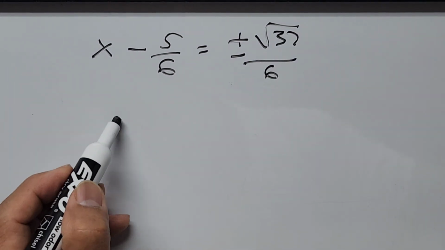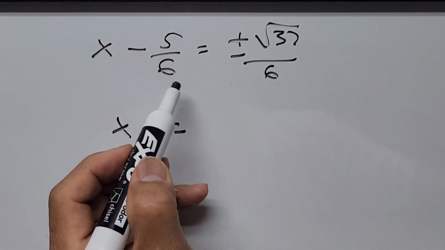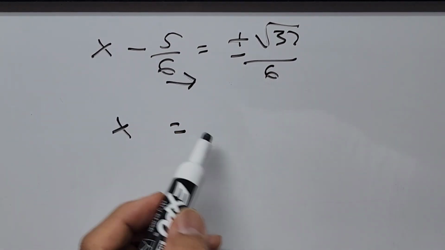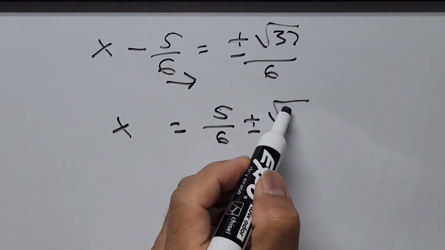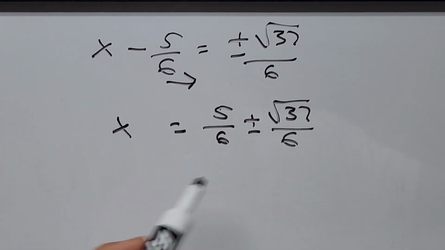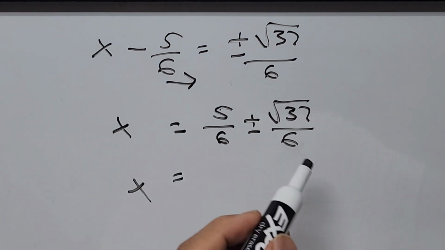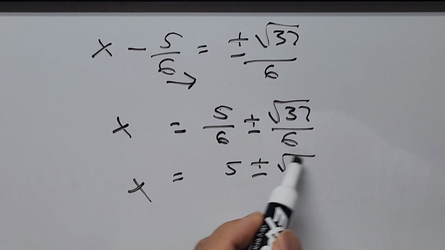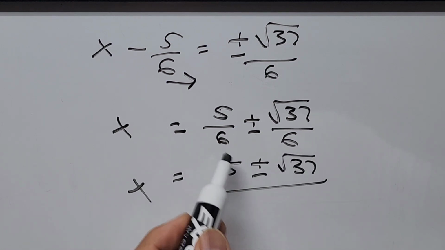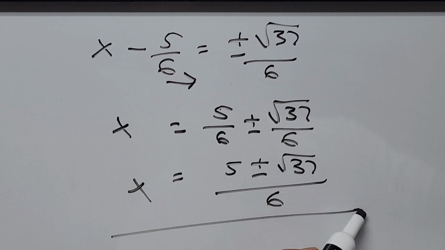Simplify the equation further. So x is equal to, moving this 5/6 to the right hand side, negative will become positive. So we have 5/6 plus or minus the square root of 37 over 6. So x is equal to, since we have the same denominator, 5 plus or minus the square root of 37, divided by 6. So this is our final answer.